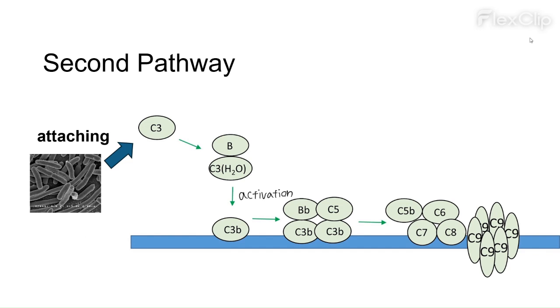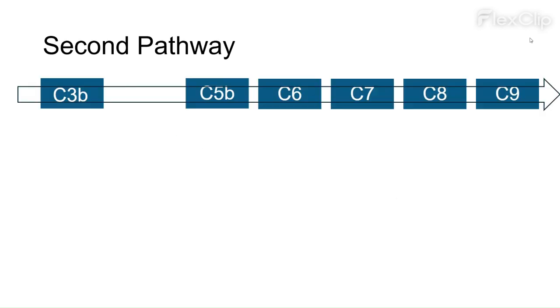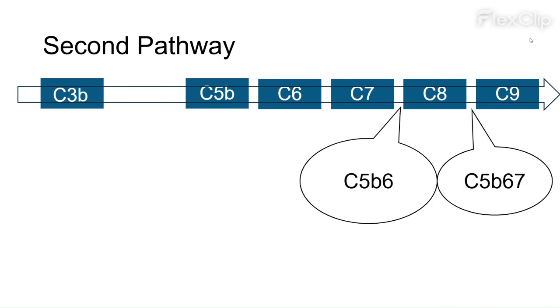The alternative pathway begins with some bacteria attaching directly to C3 and activating C3. With C3b being activated, similar to the classical pathway, from the middle C5b, C6, C7, C8, and C9 are activated in that order. Finally, MAC is formed.